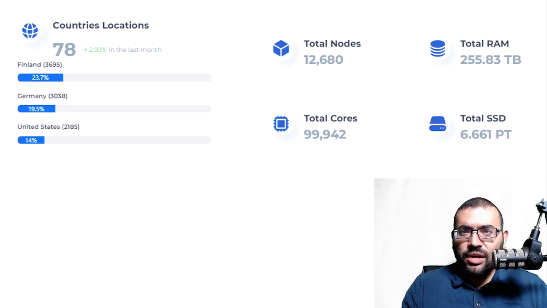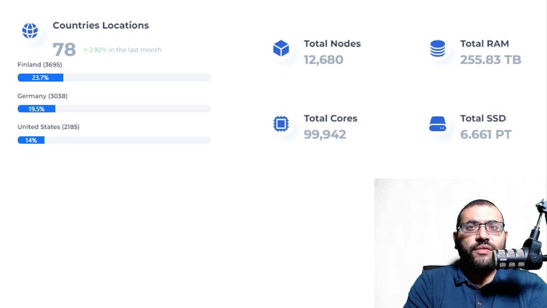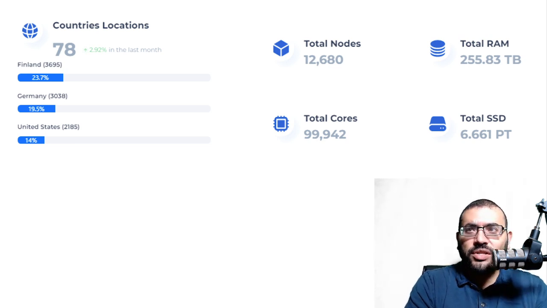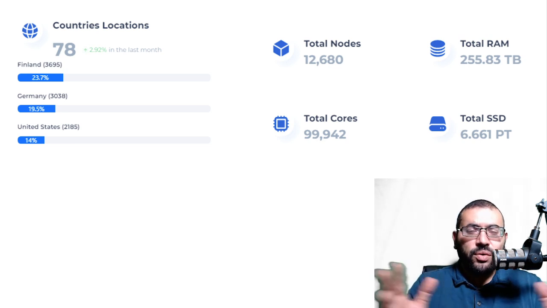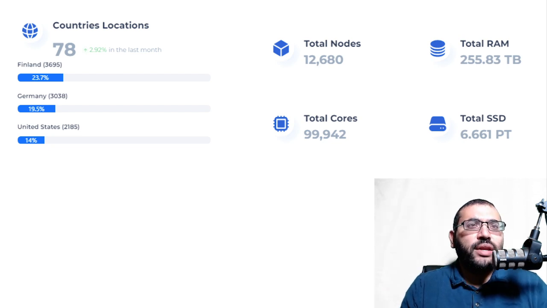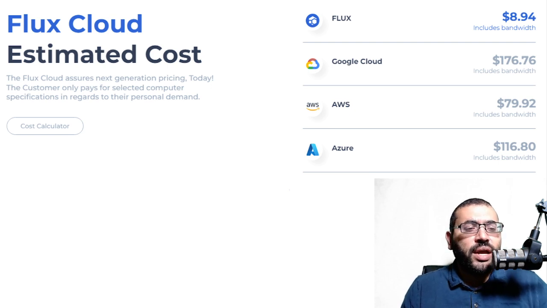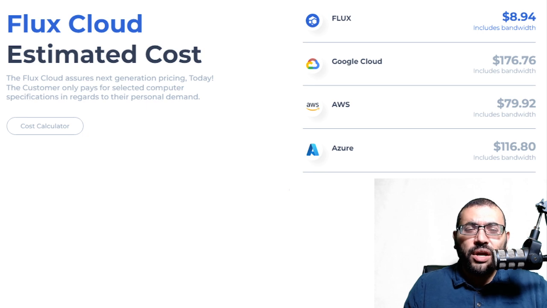Located in 78 countries, the computing power that is offered, the cloud computing, total nodes 12,680, total cores a little under 100,000, total RAM 255 terabytes, total SSD 6.661. So this is where you're getting the Render comparison. But I brought up Filecoin and Arweave, not as much Arweave, but Filecoin, and there's another one that I already reviewed. I don't remember even AO in this, but Flux, a Google Cloud AWS competitor, $8.94 for a certain amount of storage that you could use.